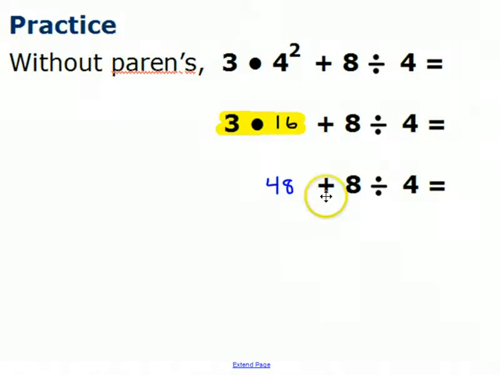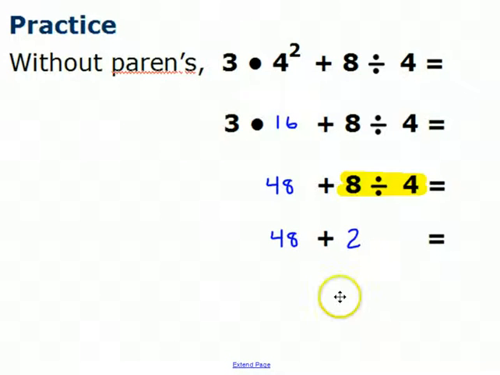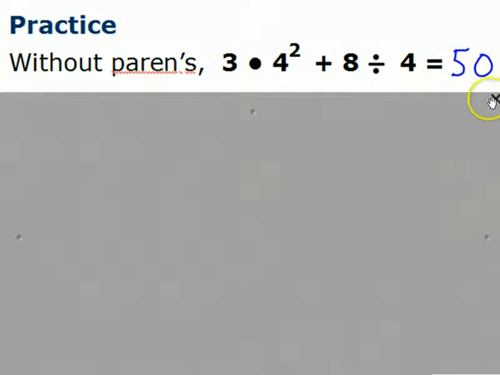Okay, now, according to PEMDAS, well, I've got addition and division. I ought to do division first. 8 divided by 4 is 2. Now I'm left with simple arithmetic. 48 plus 2 equals 50. Okay, I've solved this one.